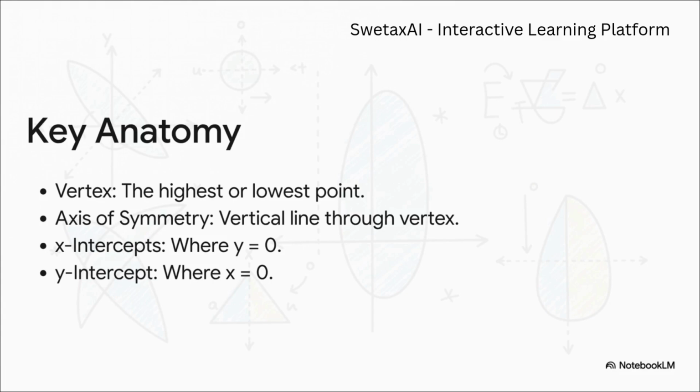Then we have our intercepts. The x-intercepts, which are often called the roots, are where the graph actually touches or crosses the horizontal floor. That's where y = 0. And finally, the y-intercept. That's where our curve crashes into the vertical y-axis, which happens anytime x = 0.